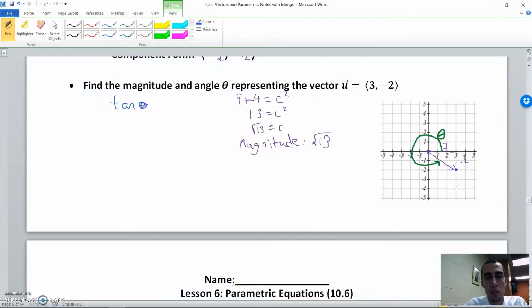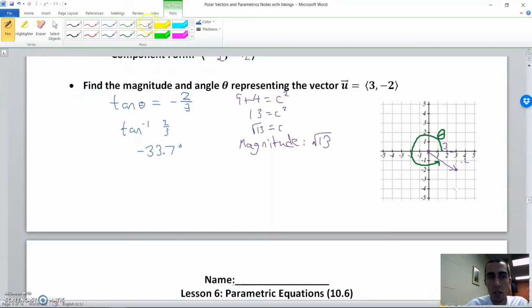So whatever this angle is, we know that its tangent is going to be y over x. My y is -2, and my x is 3. So that's going to be -2/3. So I want to know which angle has this for a tangent. So let's use tangent inverse to do that. Tangent inverse of -2/3 equals -33.7 degrees.